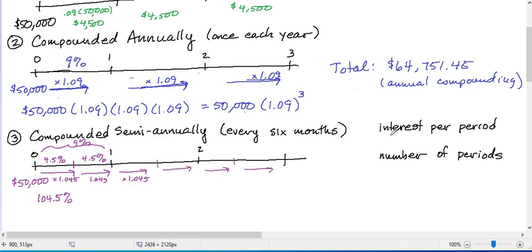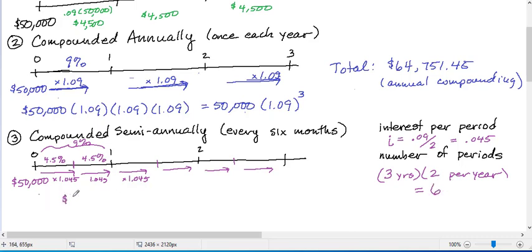So when you compound more often than once a year, you need to figure out your interest per period, which will be your annual interest rate divided by the number of times you compound within a single year, which in this case was twice. That gives me the 0.045. And then the total number of periods will be 3 years times 2 times per year, which would be 6.